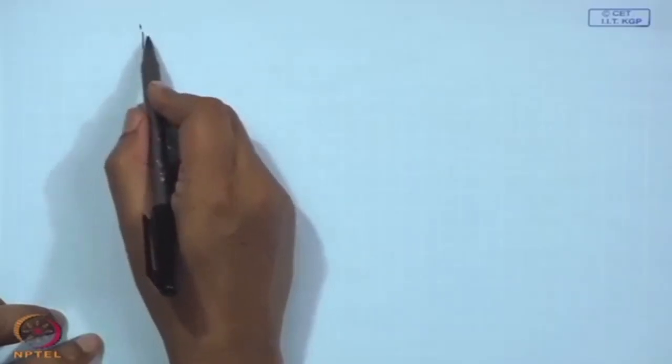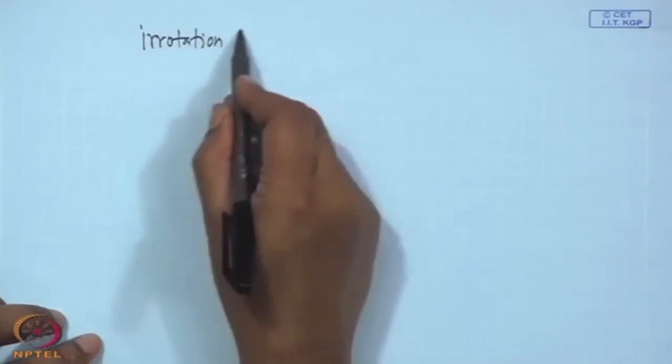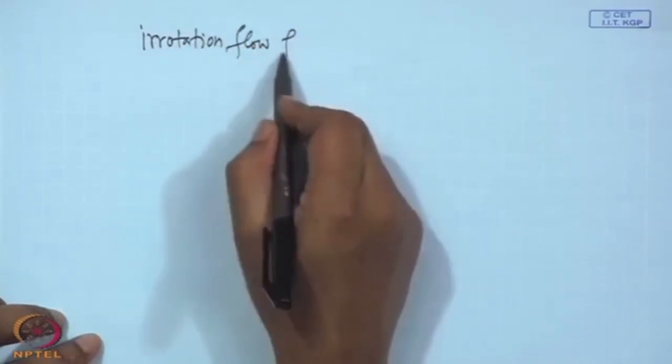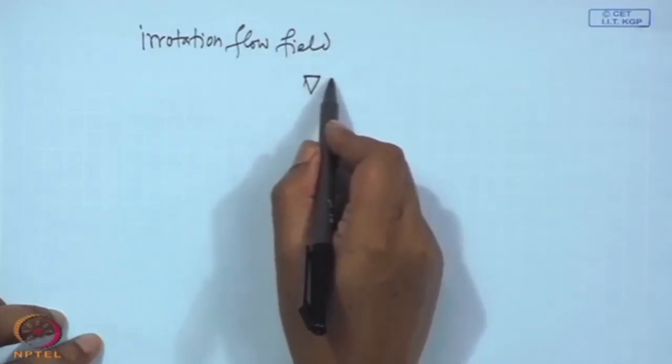So, we have seen under what condition we can approximate the flow to be inviscid, incompressible, irrotational, which is ideal flow. And we know already that if the flow field is irrotational, that means curl of u is 0.